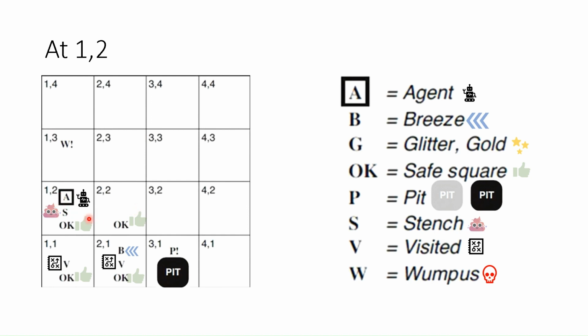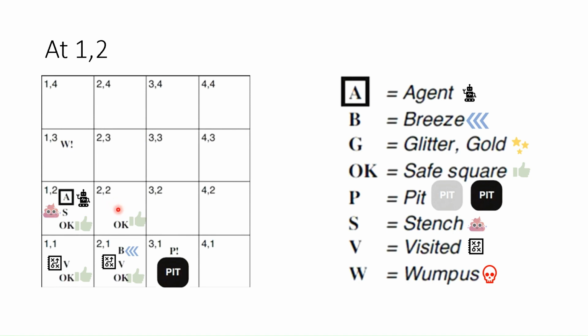Now, once we come to 1 comma 2, first thing we notice is that there's a stench. Next thing we notice is there is a lack of a breeze. Now, what does a lack of a breeze mean to us? It means there is no pit above us, below us, to the right of us, and to the left of us. Now, leaving the one below us, because that's where we started, and to the left of us, because that's out of the map, this tells us that there is no pit above us and no pit to the right of us.